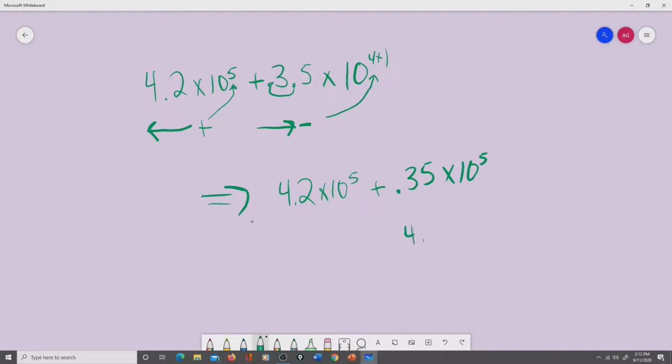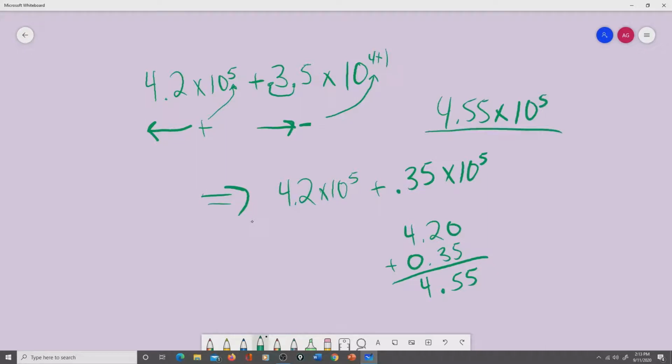So that gives me 4.2 plus 0.35. I'm just going to add in my zeros. And I get 5, bring my decimal down. 4 plus 0 is 4. I get 4.55 times 10 to the 5th.